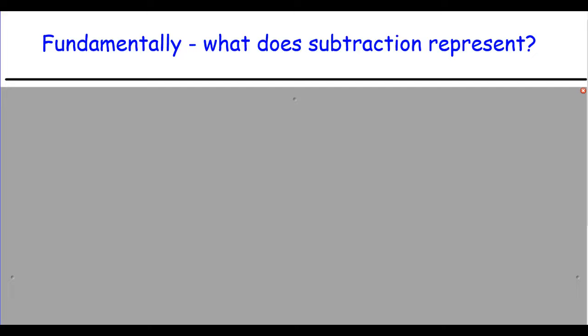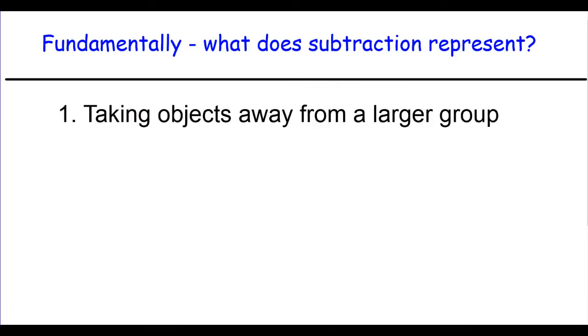And so one of the first ways that we hear about subtraction is taking objects away from a larger group. We start out with 15 apples, we eat 7 of them, we have 8 left. That's not really going to be helpful when it comes to working with negative numbers, because it's not a very physical quantity that we can work with that really makes negative numbers make sense.